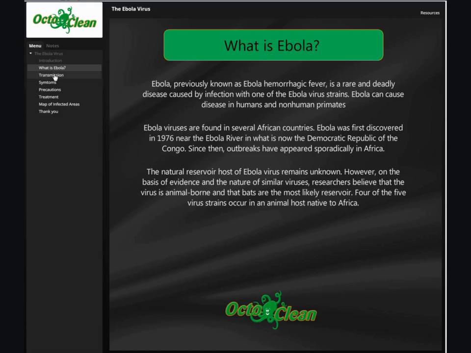Ebola was first discovered in 1976 near the Ebola River in what is now the Democratic Republic of Congo. Since then, outbreaks have appeared sporadically in Africa. The natural reservoir host of Ebola viruses remains unknown. However, based on the evidence and the nature of similar viruses, researchers believe that the virus is animal-borne and that bats are the most likely reservoir. Four of the five virus strains occur in an animal host native to Africa.